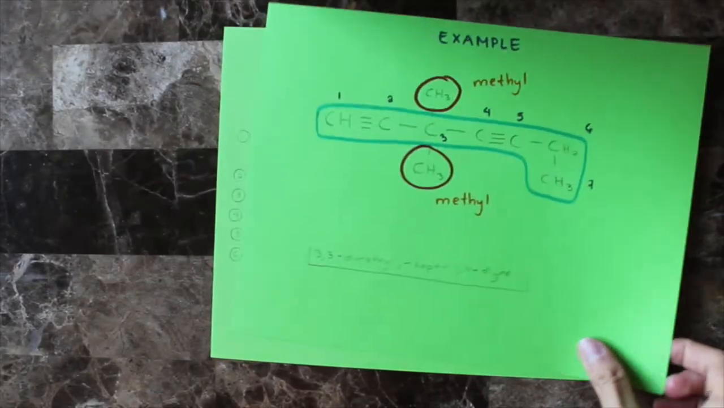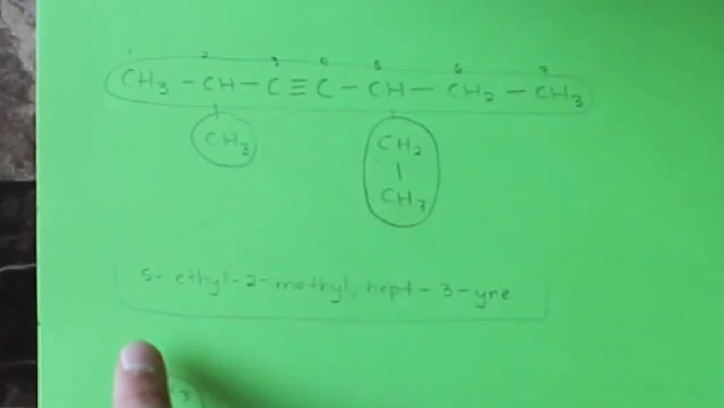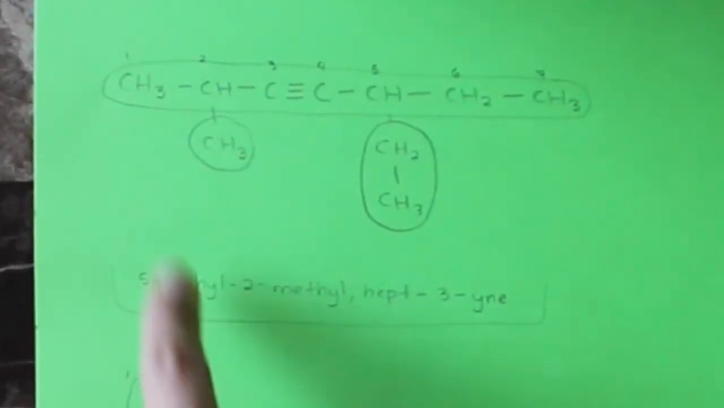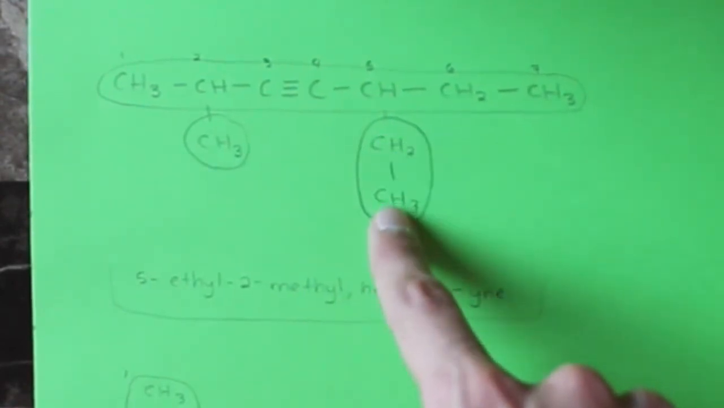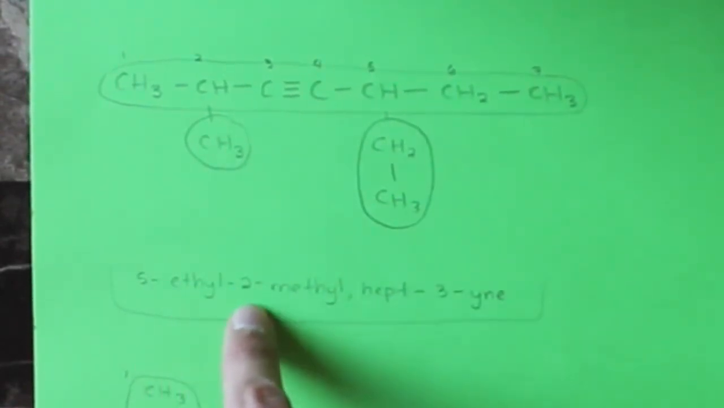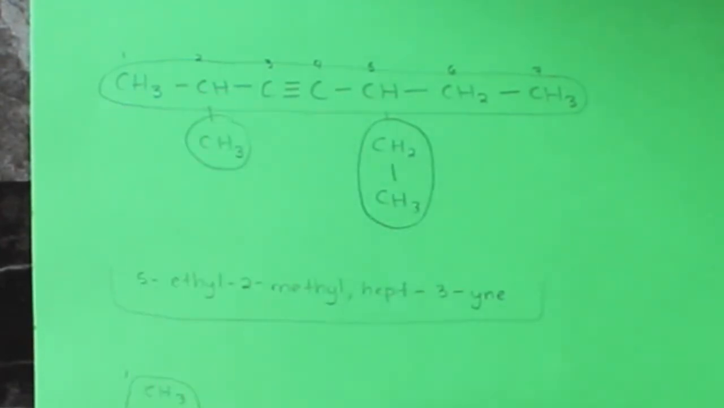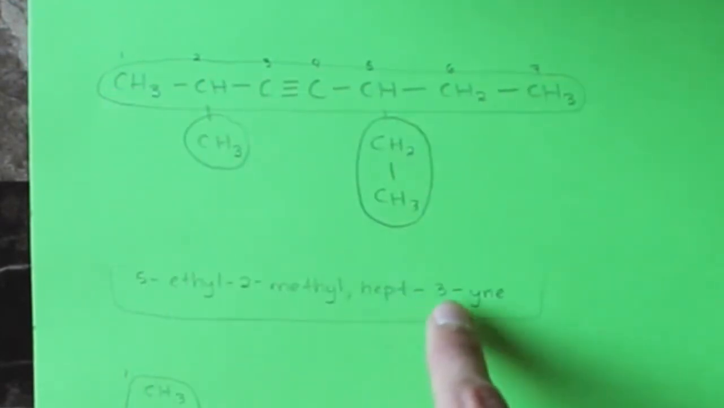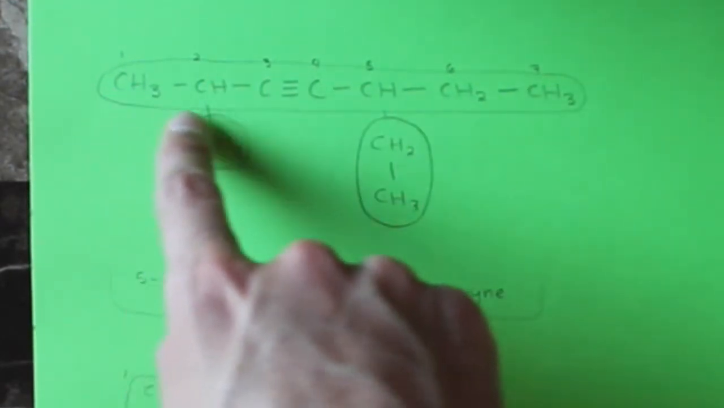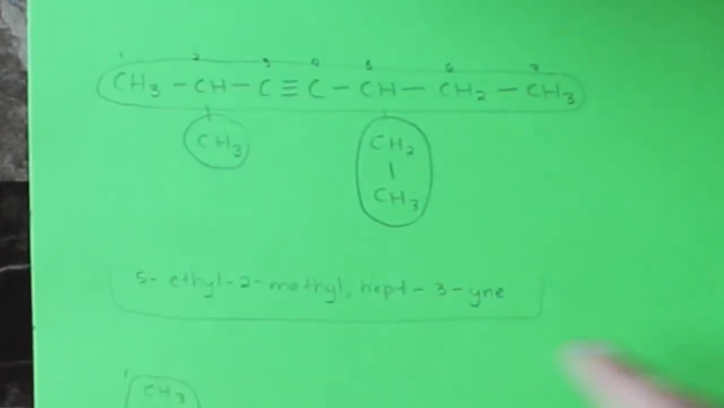Okay, now let's see 2 more examples. Here, for example, I have 5 ethyl because in the 5th carbon I have my branch ethyl. Then 2 methyl because in the 2nd carbon I have my branch methyl. Then hept because there are 7 carbons in the longest chain. 3 because this is the carbon in which the triple bond is located, and yne because this is the ending of alkynes.